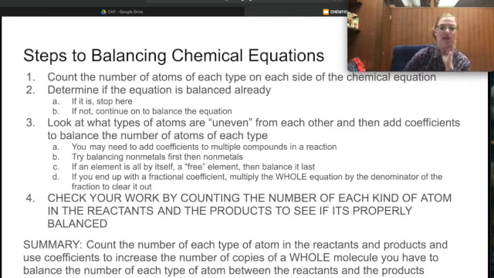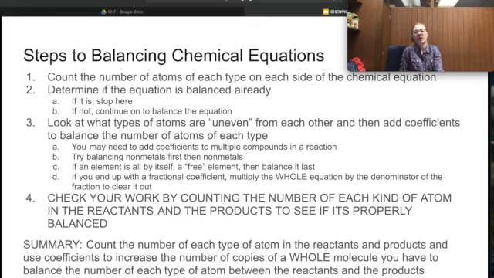Now that I put this on the screen, it doesn't seem quite so straightforward. However, once you hear what I have to say, it's a lot of background work and then some easy stuff from there. So, steps to balancing chemical equations. You've got to start by counting the number of each type of atom on each side of the chemical equation, the thing we just practiced, counting up the number of each type of atom on each side, and then you can determine if it's balanced or not.